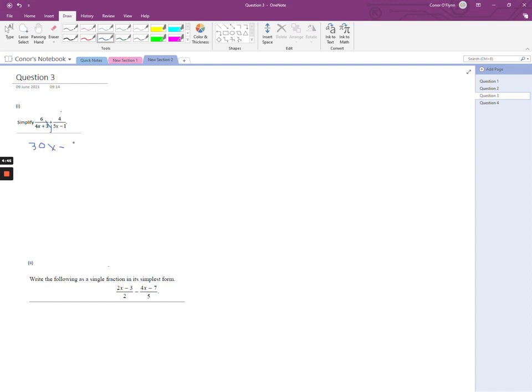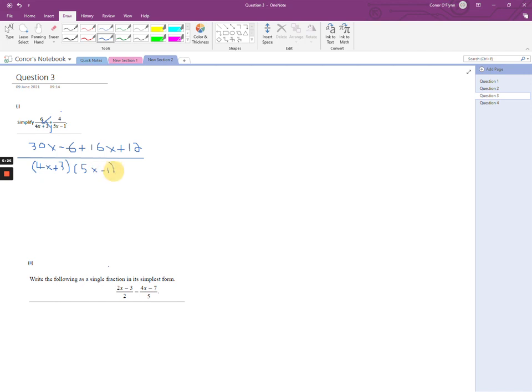Minus 6. Now I have a plus in the middle, so I'm okay with signs. So 4 times 4x. And 4 3s are 12. So just cross multiply. Okay, now my bottom line will be 4x plus 3 multiplied by 5x minus 1.